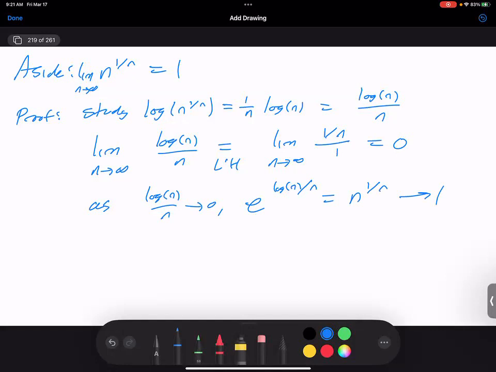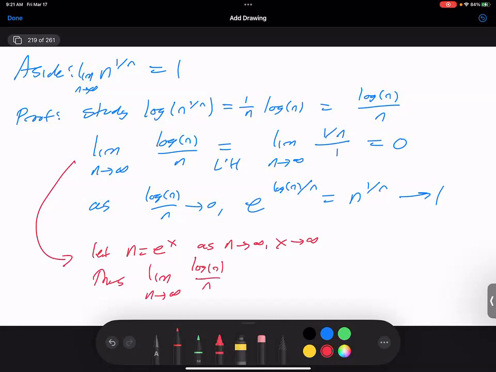A more advanced way of doing this is I could let n equal e to the x. So as n goes to infinity, x goes to infinity. Thus the limit as n goes to infinity of the log of n over n would be the same as the limit as x goes to infinity of the log of e to the x over e to the x, which is the limit as x goes to infinity of x over e to the x. But that's 0. We just did it.